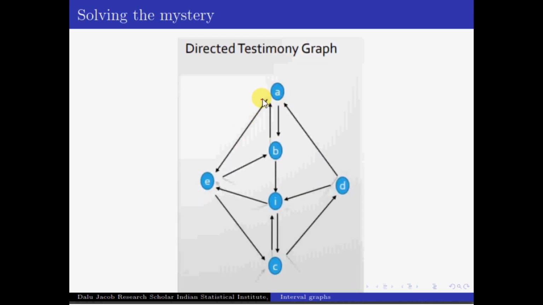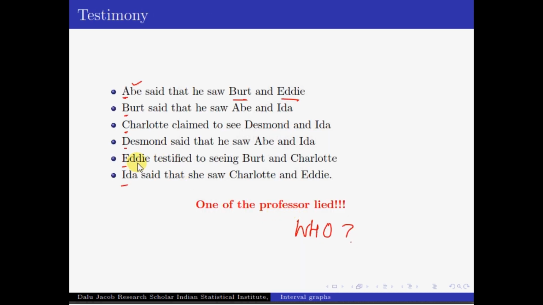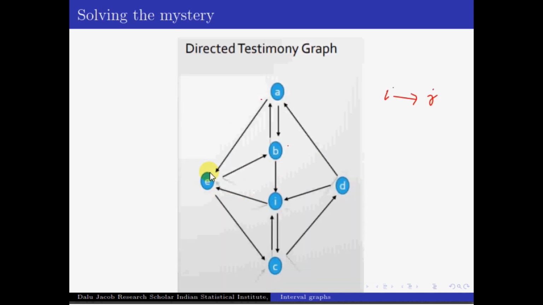In general, the construction of the edges is that whenever a professor I has seen a professor J, there will be an edge directed from I to J. So this is my condition. For example, if Eddie has testified that he has seen Bert and Charlotte, then there will be an edge from E to B and to Charlotte, which is C. So this is how you construct the graph.